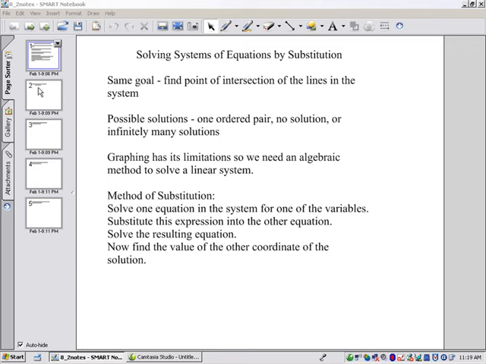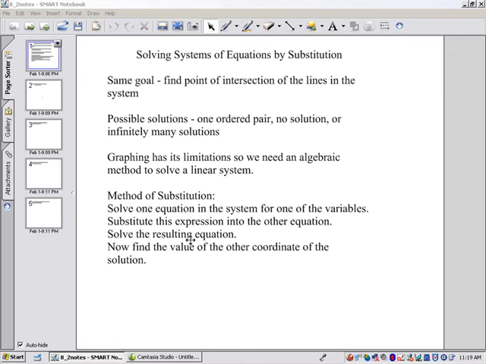The problem is graphing has its limitations, at least if we graph by hand. Like, how could you tell exactly a fractional ordered pair that solves the equation? So this method will give us a way to do it algebraically so that we are very precise.